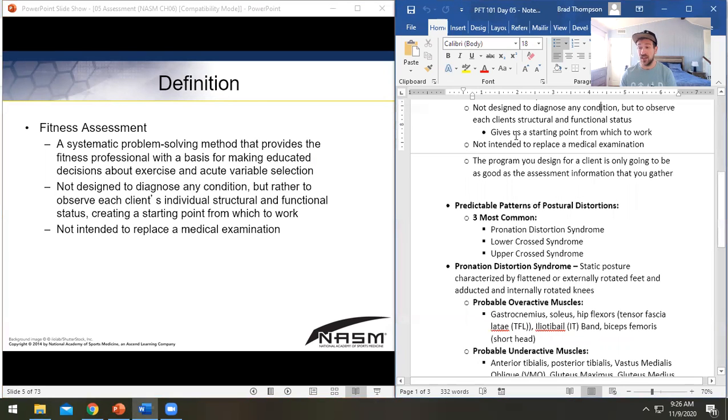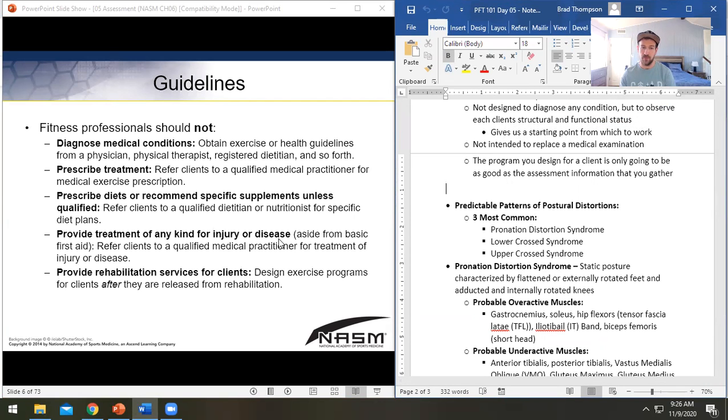So we don't diagnose anything, but it does give us a starting point from which to work. It doesn't replace a medical examination or anything like that. So we do not diagnose medical conditions. We don't prescribe treatment. We don't prescribe diet either, or supplements.